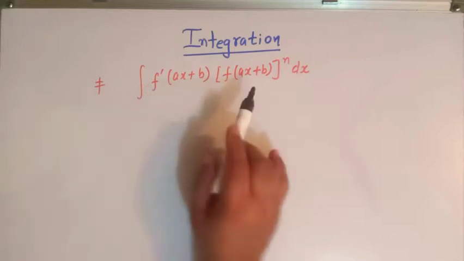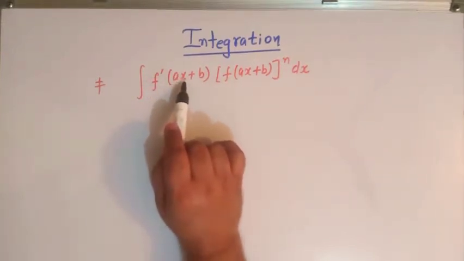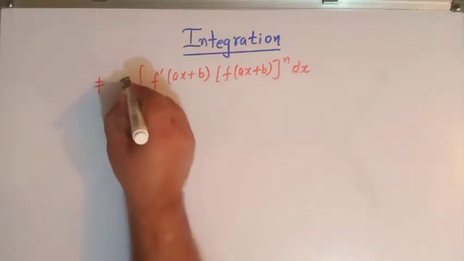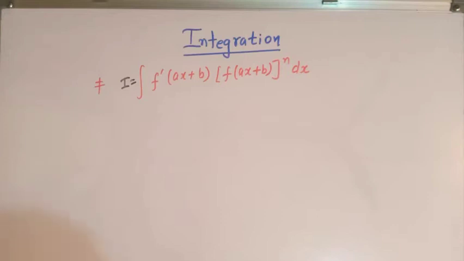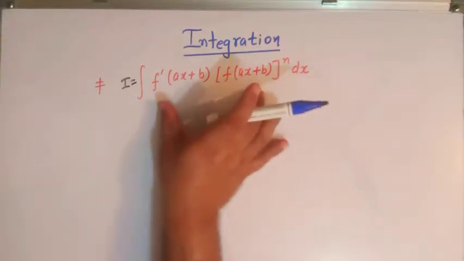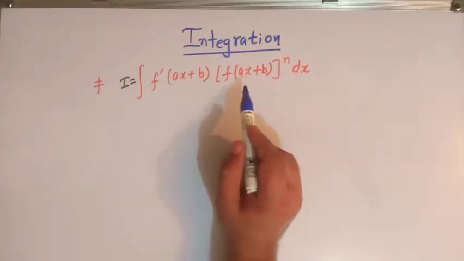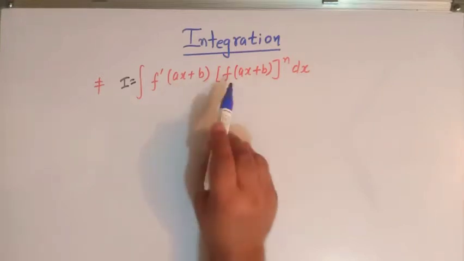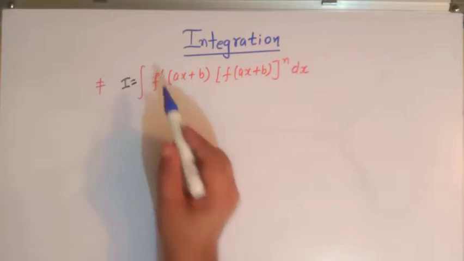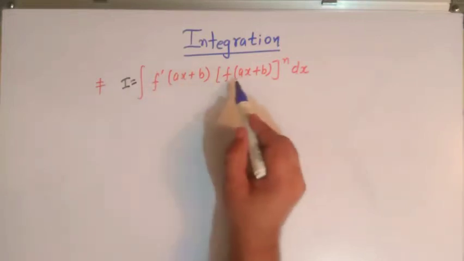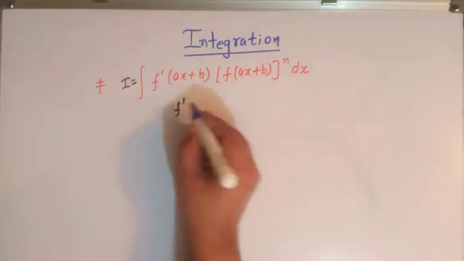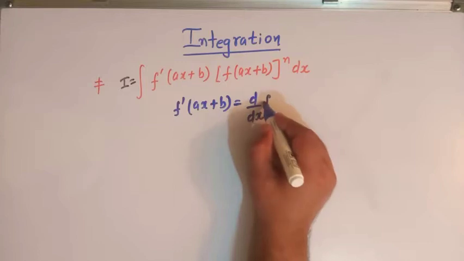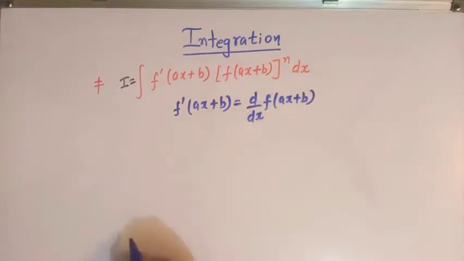Now let us take this problem. Here we have to integrate f prime of ax plus b times f of ax plus b raised to n dx. So let us call this integral as I. And viewers, again here we see that this whole function seems very difficult, but actually it is not. Why? If we take a close look at this function, we see that this prime sign indicates that it is the derivative of this function, right? It means f prime of ax plus b is actually d by dx of f of ax plus b, right?